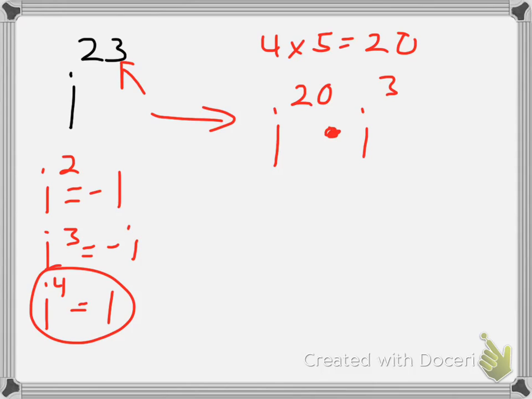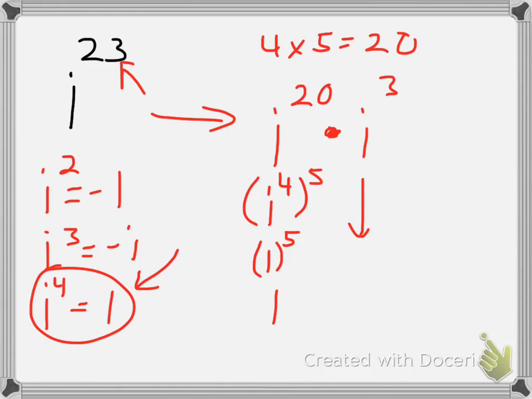The reason I want to do this is I'm going to again use this rule, and I'm going to rewrite i to the 20th by saying i to the 4th raised to the 5th. By substitution, since i to the 4th is 1, this becomes 1 to the 5th power. But we know what 1 to the 5th is, it's just going to be 1. In the meantime, I still have my i to the 3rd being multiplied, so I'm left with i to the 3rd as my reduced term.